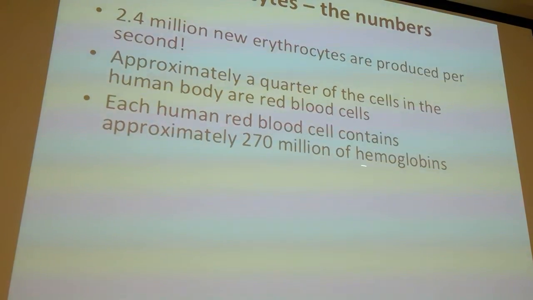Each of those hemoglobins binds 4 oxygens. So these cell types are incredibly evolved for the movement and transport of oxygen, through the production of this much hemoglobin and this much capacity to bind and move oxygen through our body.